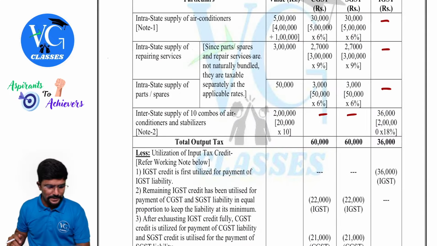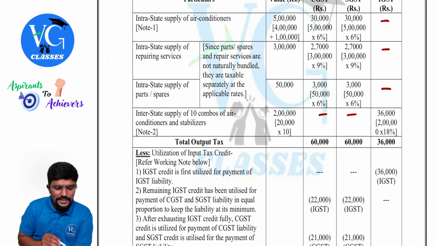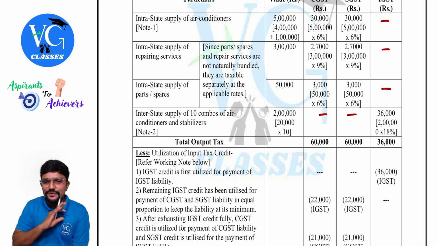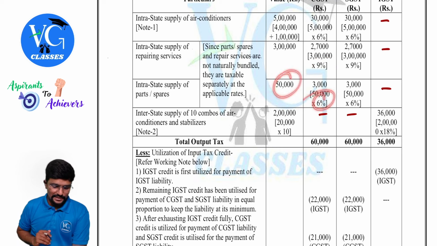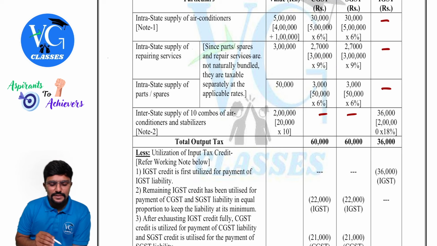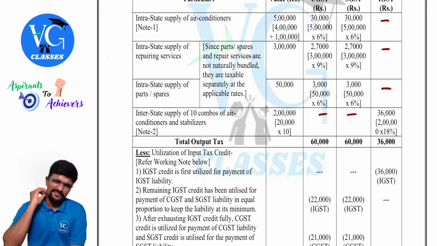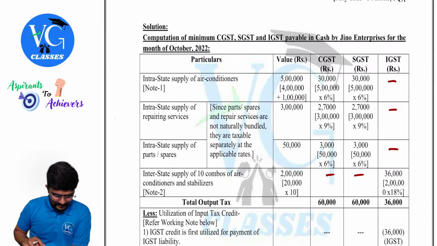Let us see how they have taken it. Intrastate supply of repairing services 3 lakh. Intrastate supply of spare parts 50,000, separately is taken. On 3 lakh it is 9%, whereas on the 50,000 it is 6%, guys. Since parts and spares and repair services are not naturally bundled, they are taxable separately at the applicable rates. I'm not so convinced with whatever lines they have given.